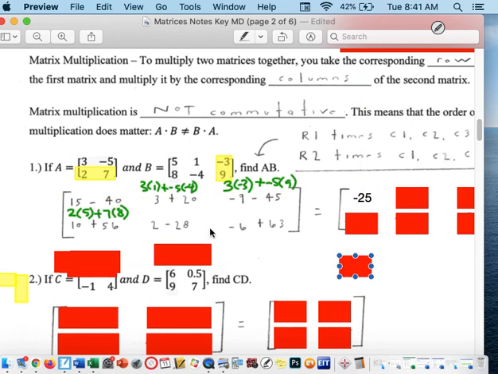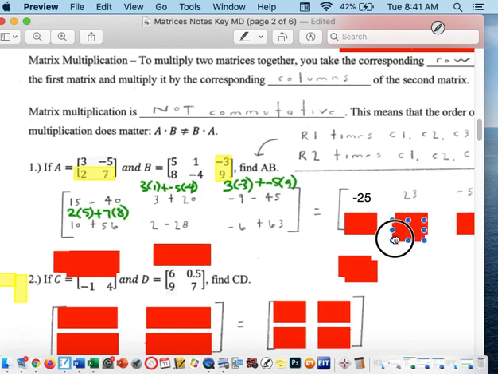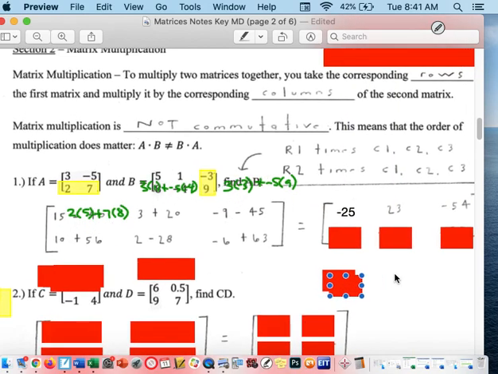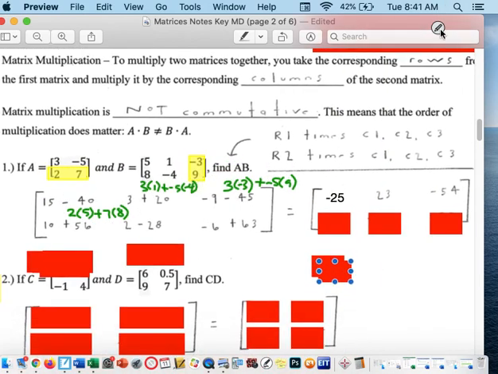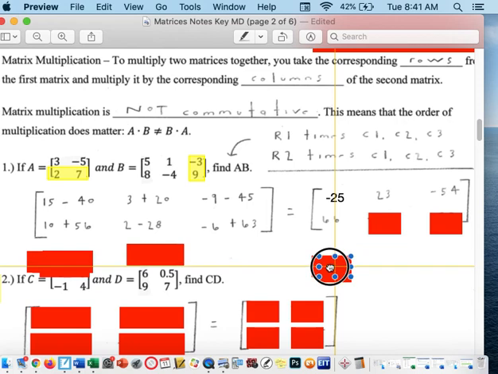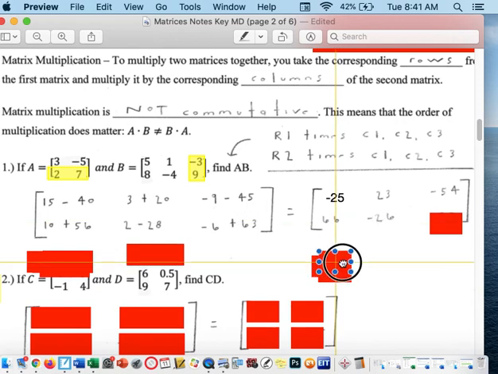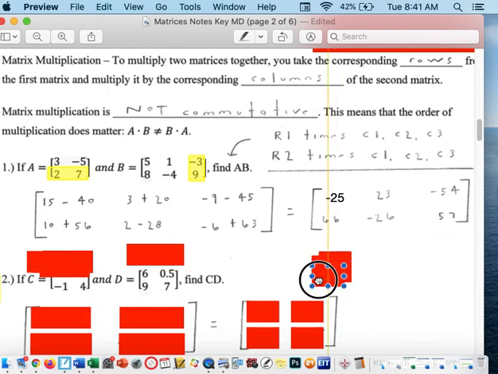Is the negative 25. 3 plus 20 is 23. Negative 9 minus 25, negative 54. 10 plus 56, 66. 2 minus 28 is negative 26. Negative 6 plus 63 is 57.